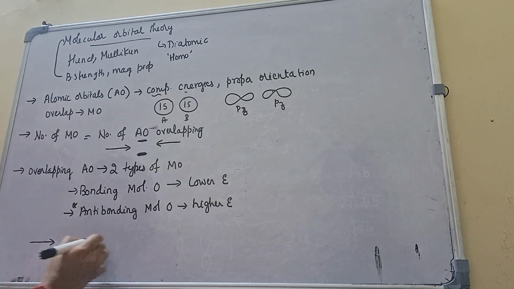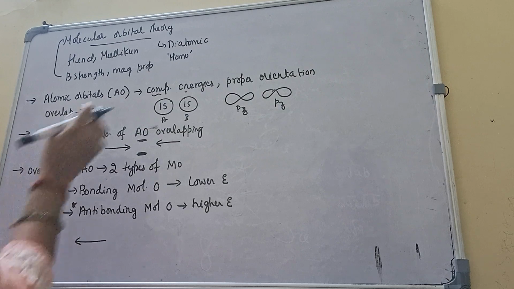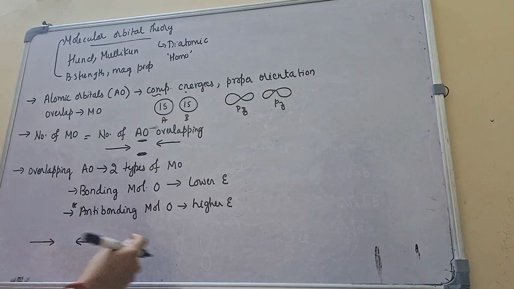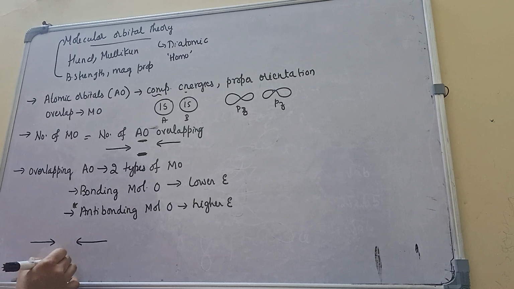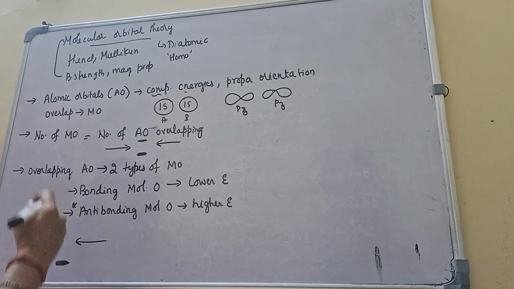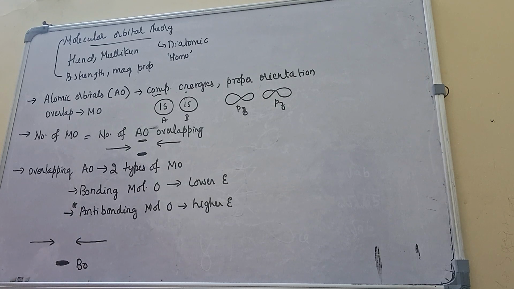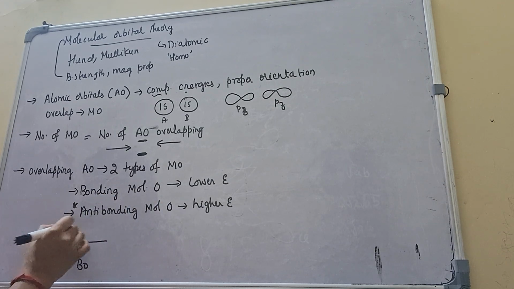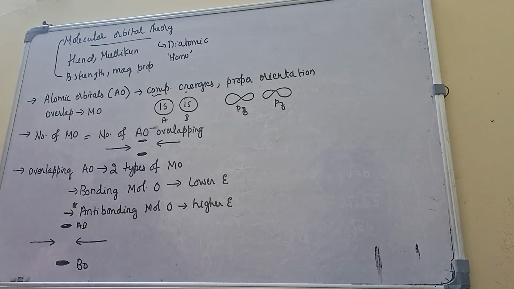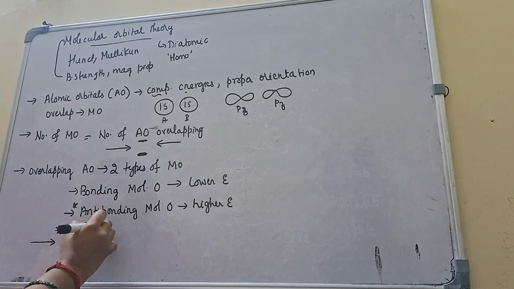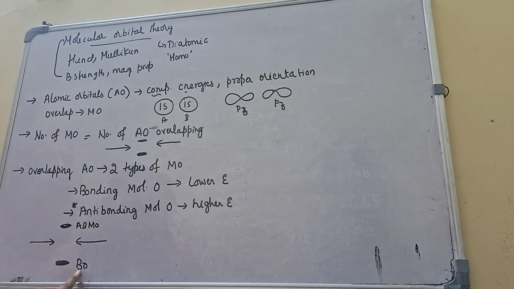Let us say the two atomic orbitals, 1s, 2s, whatever, they will have certain energies, right? When they overlap, the energy is redistributed. It forms one orbital which has lesser energy. This is your bonding orbital. It will form one more which has a greater energy, and that is the anti-bonding molecular orbital.